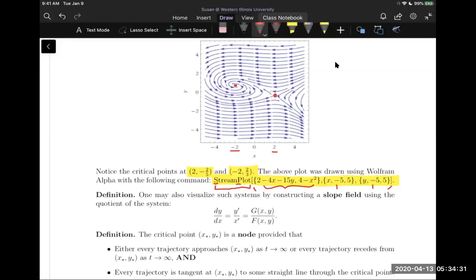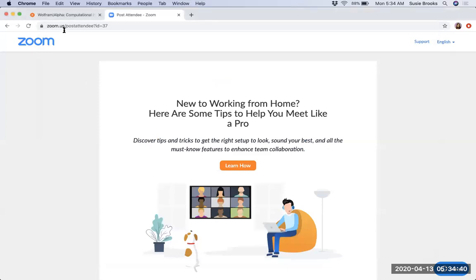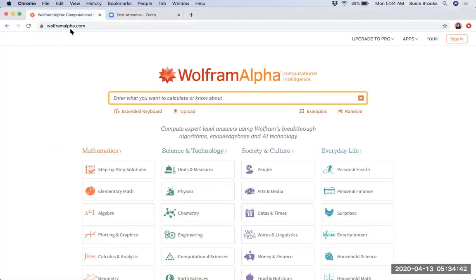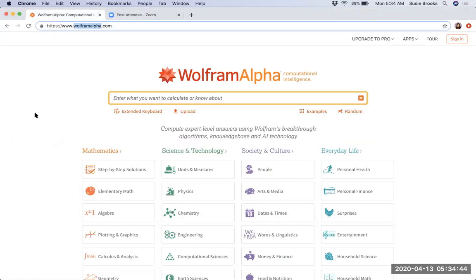So what I'm going to do is I'm going to pull this up so that you guys can see how to input this in Wolfram. So you can see right here, this is just wolframalpha.com.